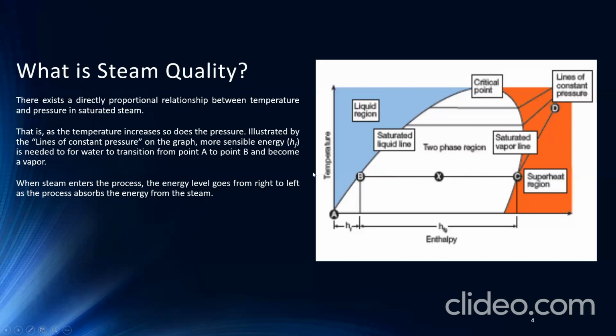So dito, nagtataas yung temperature mo, so yung constant pressure mo tumataas din. O di, wag mo paglampas niyan, so iba na ang curve nun. So, more sensible energy is needed for water to transition from A to B and become a vapor. When steam enters the process, the energy level goes from right to left as the process absorbs energy from the steam.